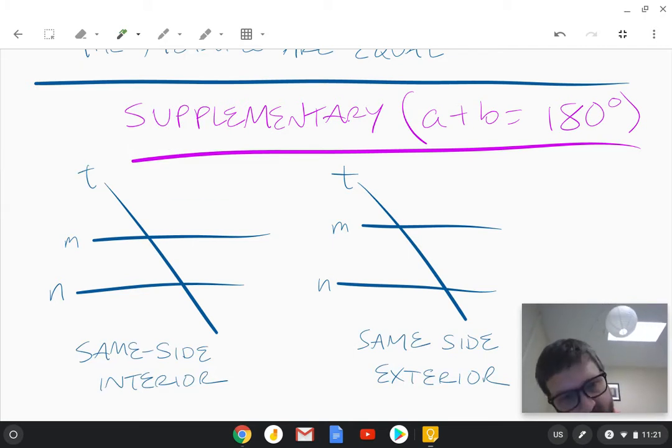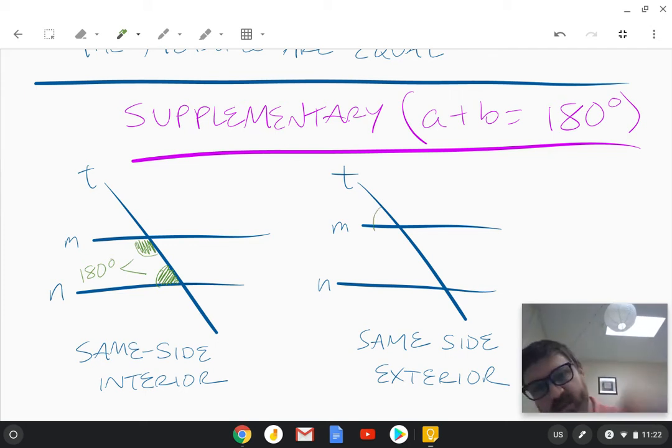So for instance, this angle right here and this angle right here are same side interior angles, so they add up to 180. Also over here, same side exterior. That means this angle here and this angle here add up to 180 degrees. So that's the main concept that we're dealing with here.